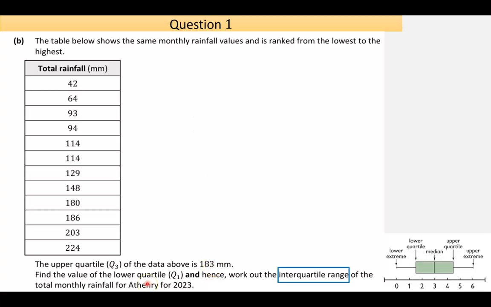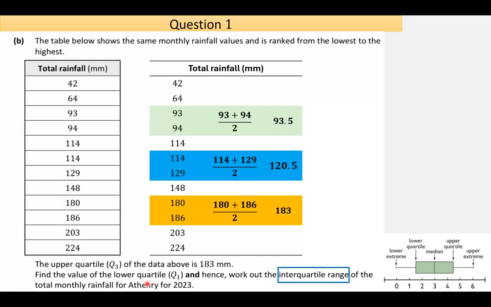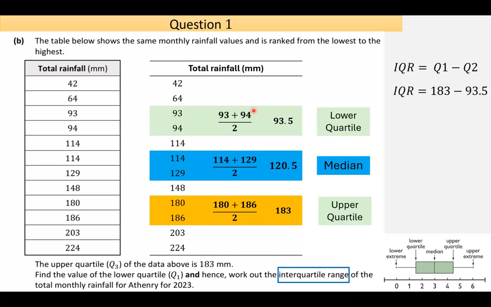Now, in terms of the answer, I've kind of done it out here. I've worked out the lower quartile, the median, and the upper quartile. The interquartile range is just the difference between the upper quartile and the lower quartile. So it's 183 take away 93.5. I got 89.5 millimeters. That's the answer.